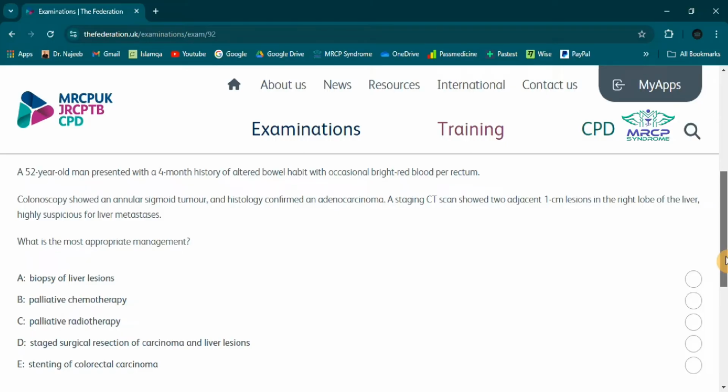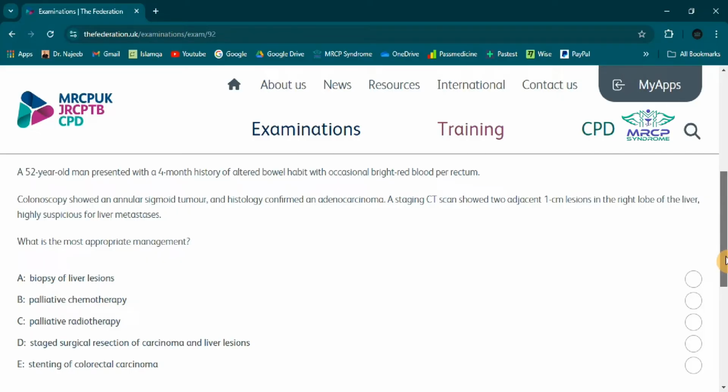So this 52-year-old man presents with a 4-month history of altered bowel habit and occasional bright red blood per rectum. These symptoms led to colonoscopy, which showed an annular ring-shaped tumor in the sigmoid colon, and histology confirmed this tumor to be an adenocarcinoma, which is a common type of CRC, colorectal cancer. And the staging CT scan reveals 2 adjacent 1 centimeter lesions in the right lobe of the liver, which are highly suspicious for liver metastasis.